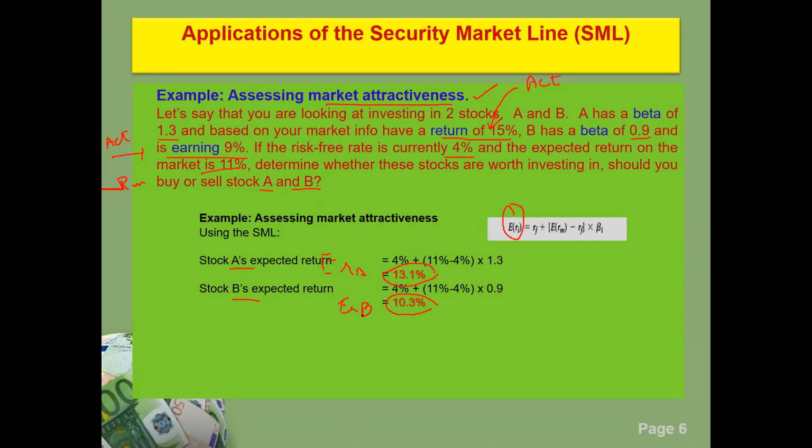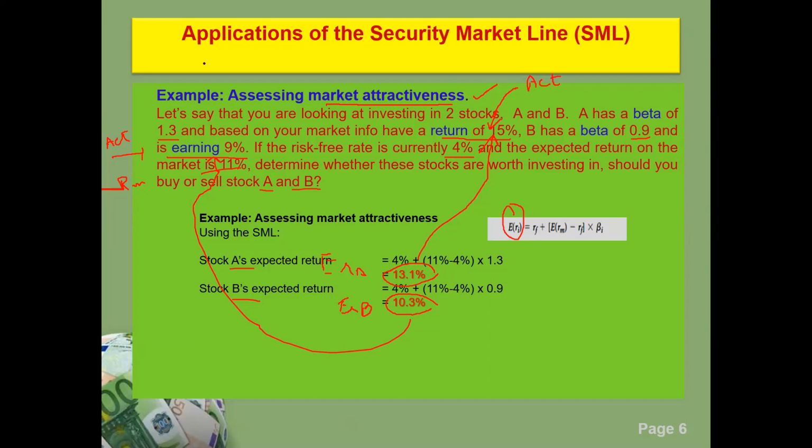So this is what they should give. Now let's see what they're actually giving us. A is giving us 15%. We expect 13 from it, but it is giving 15. From B, we expect 10, but it is giving 9%. So we can see which one is doing better than our expectation. A is doing better than our expectation. And is B meeting our expectations? No, it's doing worse than our expectation.